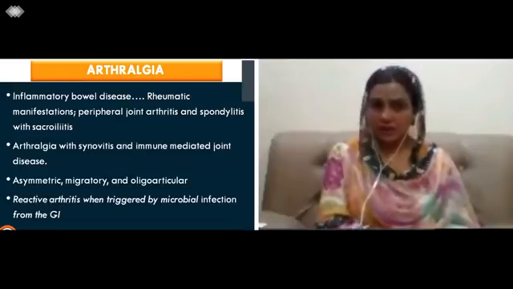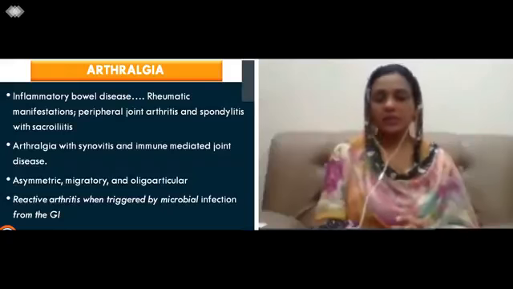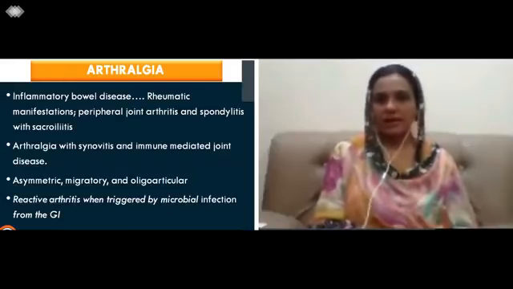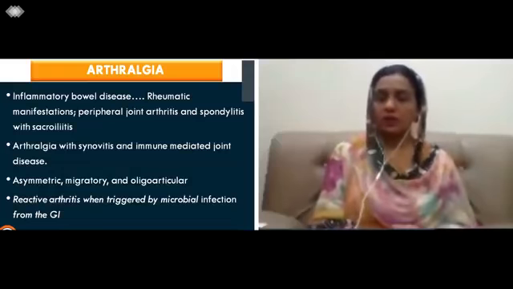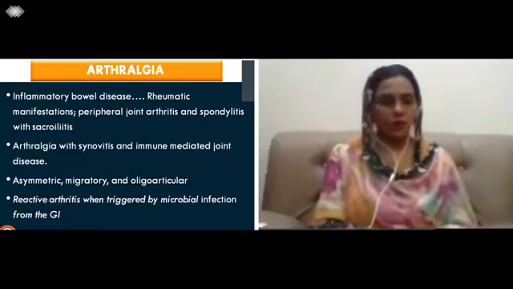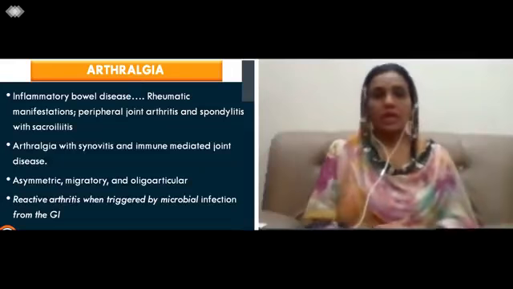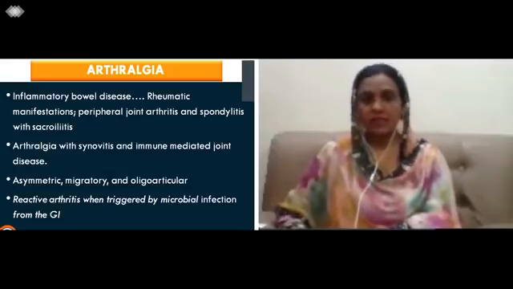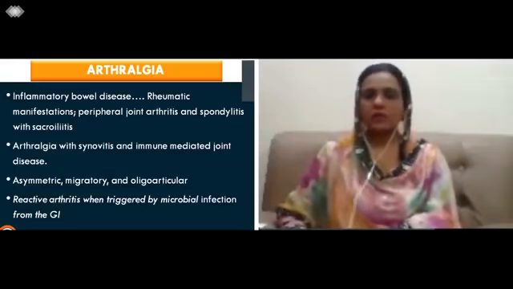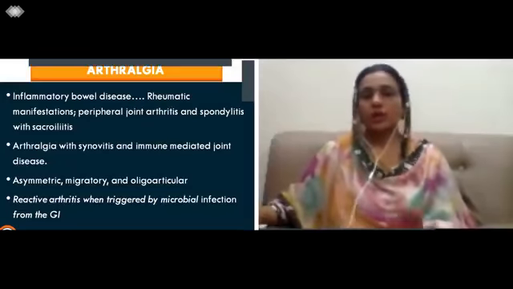The presentation of this arthritis, which is due to the inflammatory bowel diseases, will be that, unlike rheumatoid arthritis, which is symmetrical, this kind of arthritis is asymmetrical. It is migratory, like one joint is involved, and that is resolved, and then another joint is involved, and it is oligoarthritis. Oligoarticular means one or two joints are involved, not more than that. If the patient has this as a result of inflammatory bowel diseases, it is called reactive arthritis, because it is triggered by some kind of microbial infection from the GIT.